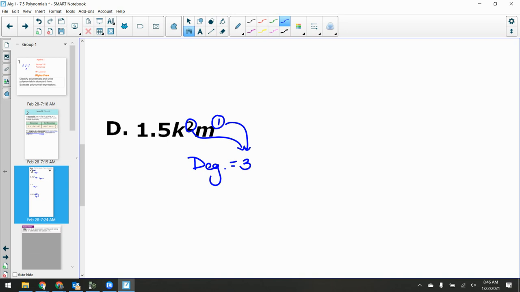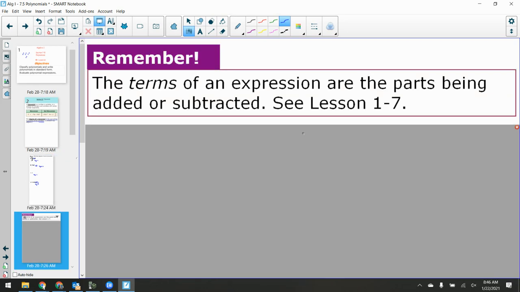Okay, not so bad. I've been talking about how polynomials are going to have more than one term. So what do I mean when I say term? The terms of an expression are the parts being added or subtracted, right? When I talked about combining like terms, the pieces that are being added or subtracted, the chunks of the polynomial.